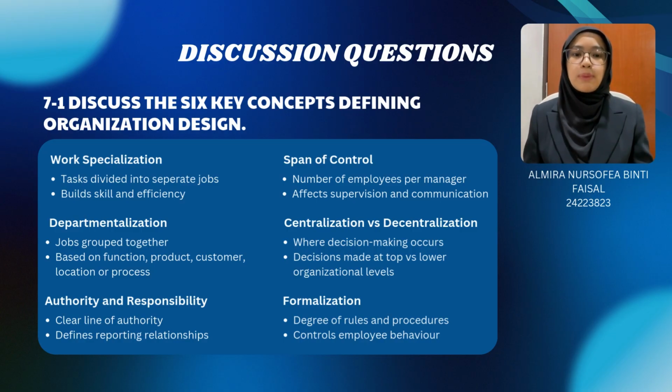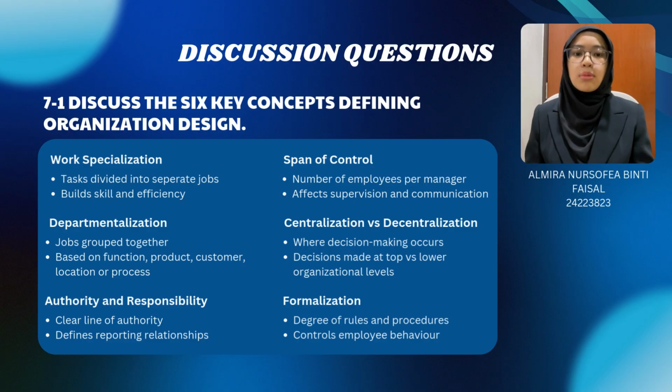The fourth concept is span of control. This looks at how many employees a manager can effectively supervise. Managing too many people can reduce effectiveness, while managing too few can create unnecessary layers. For instance, startups often have wider spans, while large organizations use more structured supervision.